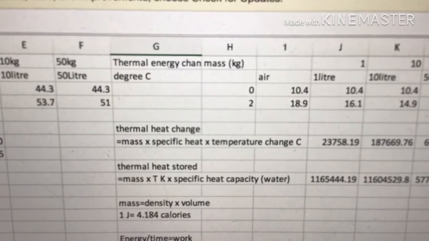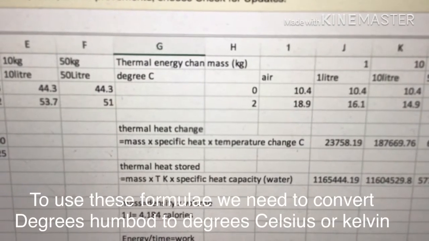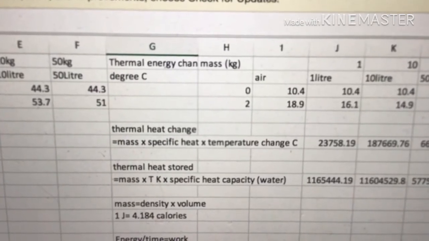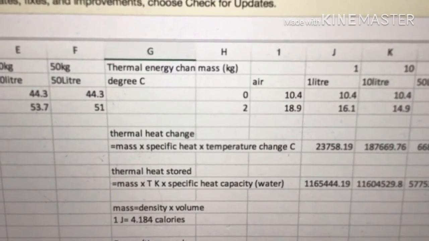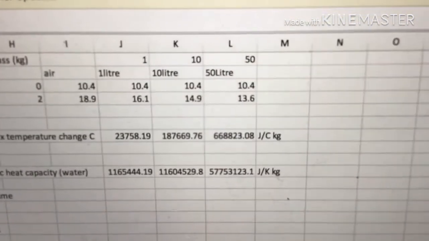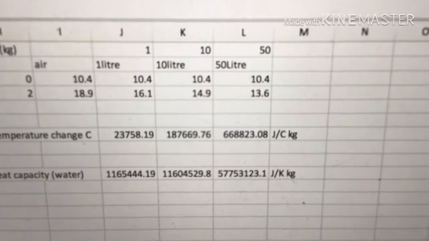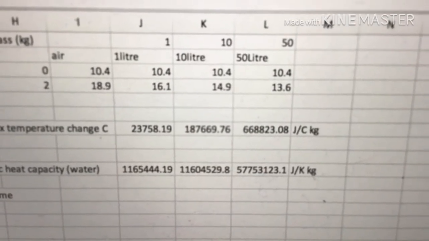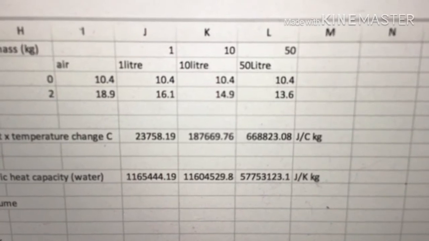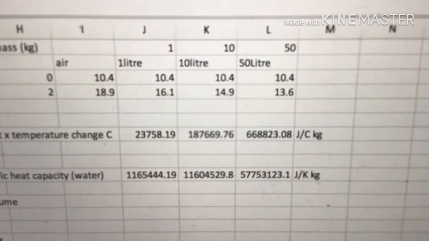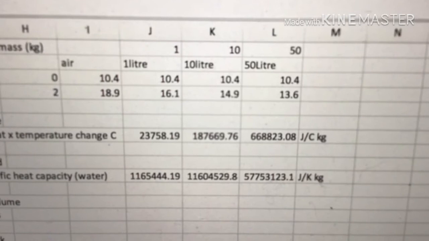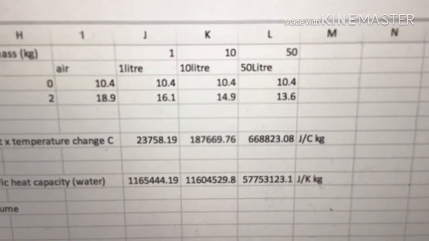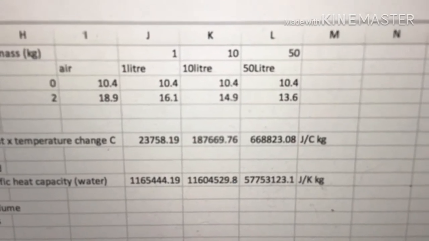And if we use a formula of the mass times the specific heat times the change in temperature in degrees centigrade, we can work out the thermal heat change in joules. And here we can see that the amount of heat absorbed into the 50 litre container, even though it didn't increase in temperature as much as the air or the 1 litre or 10 litre, the amount of heat is actually far greater that's built up than in the smaller volume.